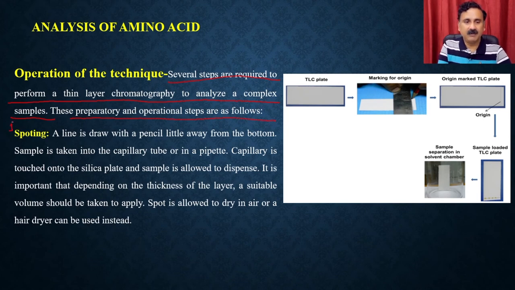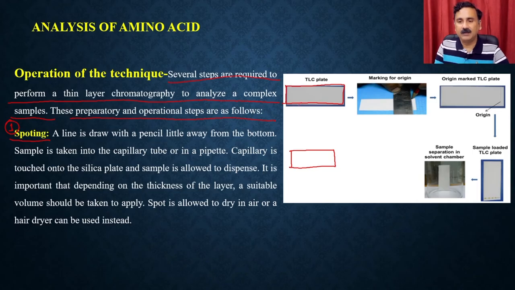So in step number one, you are going to make the spotting, but before that, you first take a thin layer plate. What you see here is the TLC plate, right? First you take the TLC plate and cut it as per the number of samples you are going to place, width-wise, and its height is also going to be as per the chamber of your TLC plate, right? So you are going to run it in a chamber.